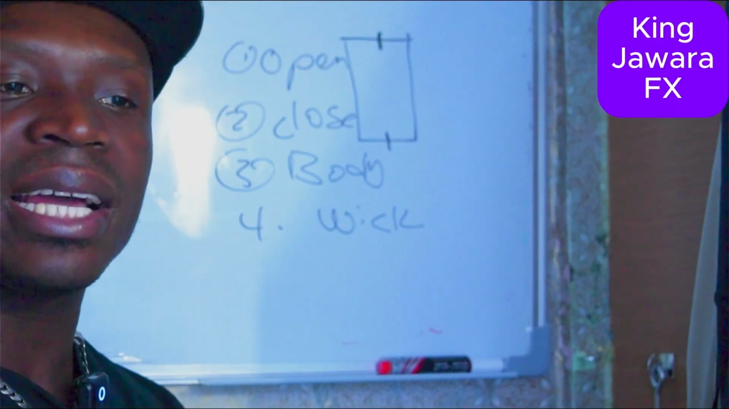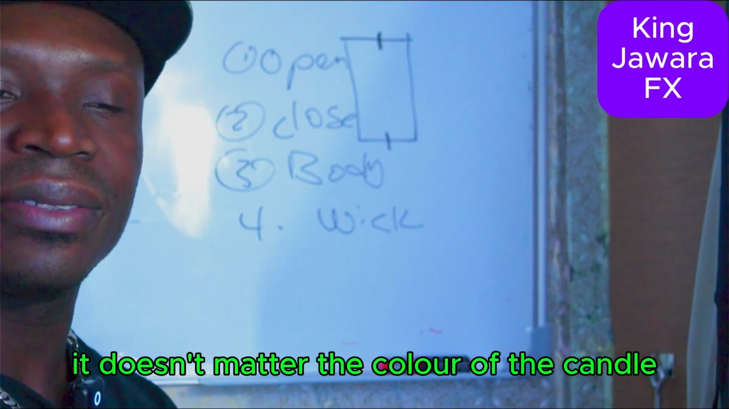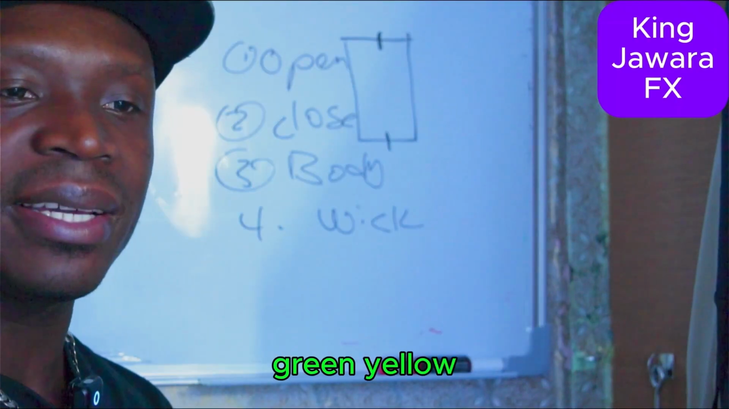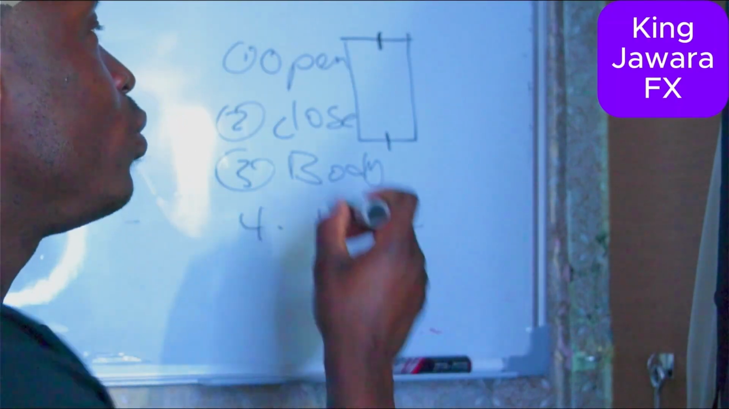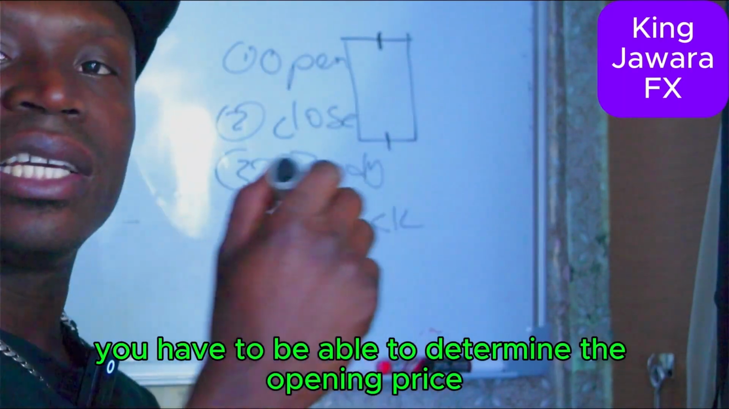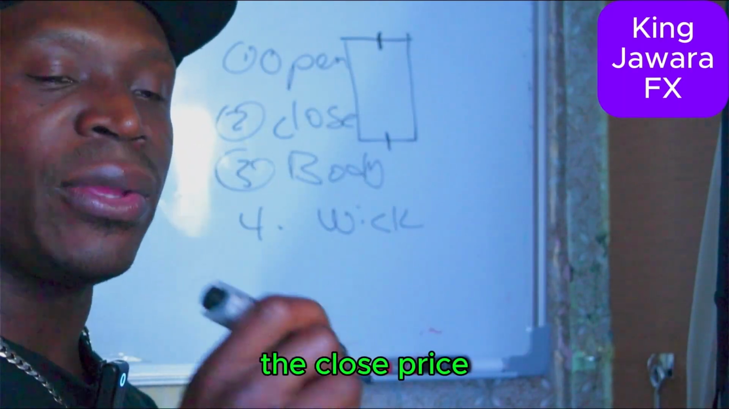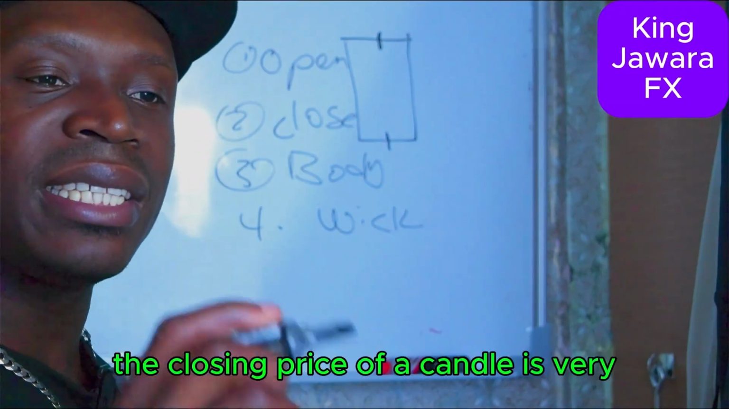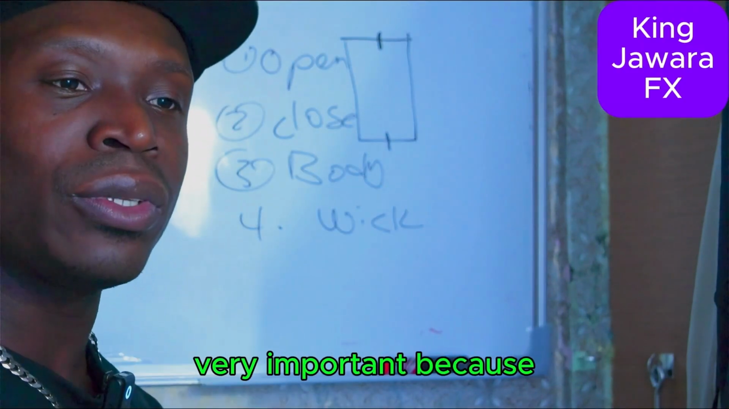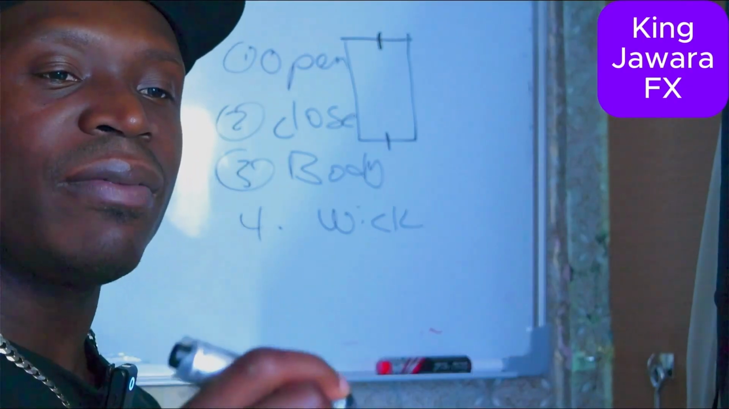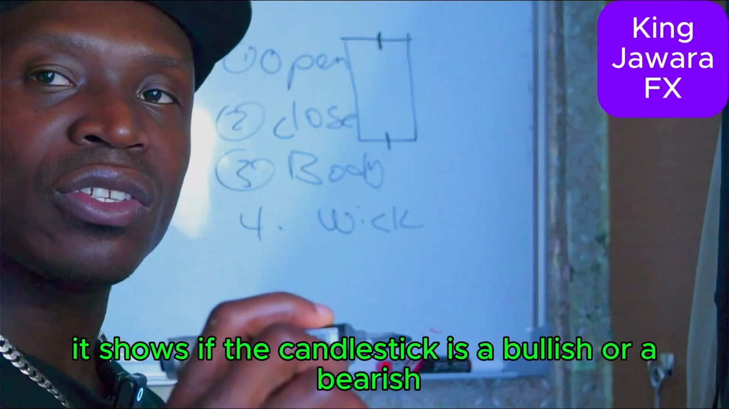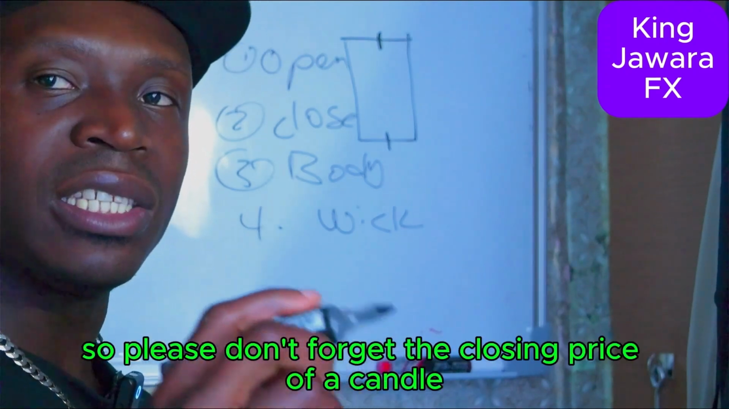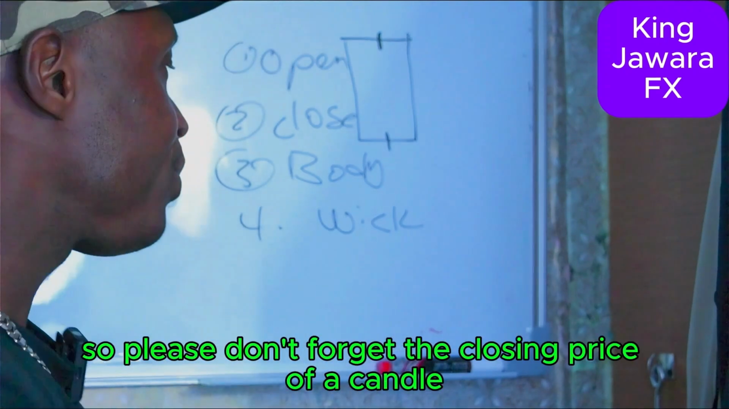It doesn't matter the color of the candle. If it is black, white, green, yellow, pink, you have to be able to determine the opening price, the close price, the body, and then the wick of the candle. The closing price of a candle is very, very important because it shows if the candlestick is a bullish or a bearish candlestick. So please don't forget the closing price of a candle.